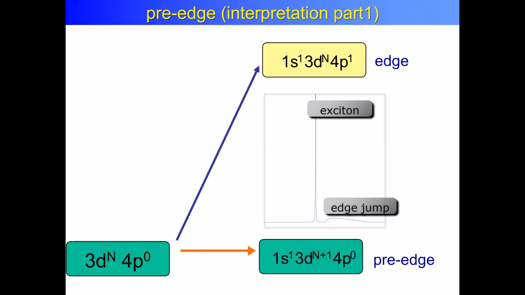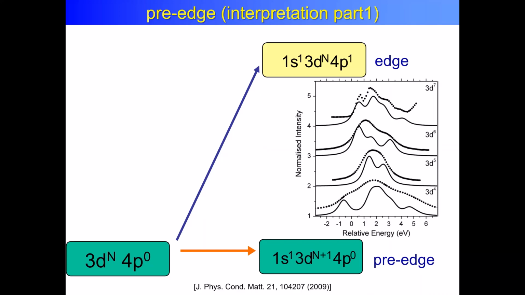That I call pre-edge, and then the edge is a 1s dipole transition to a 4p state. So that gives you the nice difference between the exciton pre-edges and the edge excitations. If you look at a certain number of pre-edges, these are all oxides, and then 3d4, 5, 6, and 7. It's manganese 3 oxide, manganese 2 oxide, iron 2 oxide, and cobalt 2 oxide.